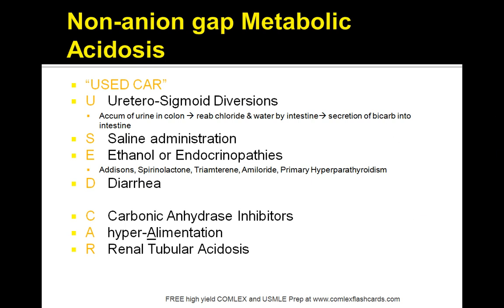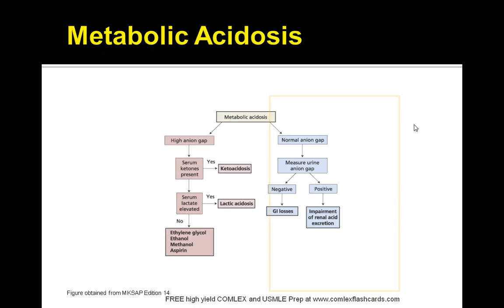These are some common scenarios you may see on the boards. For example, accumulation of urine in the colon, causing reabsorption of chloride and water by the intestine, leading to secretion of bicarb into the intestine. And so also, Addison's, spironolactone, all these endocrinopathies can cause a non-anion gap metabolic acidosis.